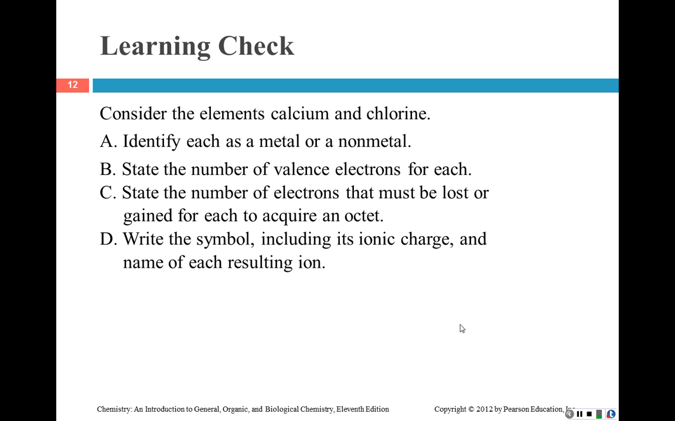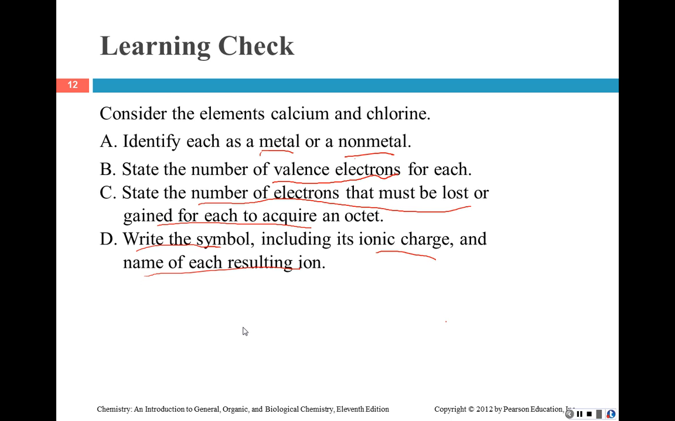So in this learning check, let's think about the elements calcium and chlorine. All right, and we're going to do several things with these two elements. First, we're going to identify each as a metal or a nonmetal. Then we're going to look and see if we can figure out the number of valence electrons for each. Then we're going to state the number of electrons that we must lose or gain in order to get an octet. And then finally, write the symbol with its charge and the name of the ion.